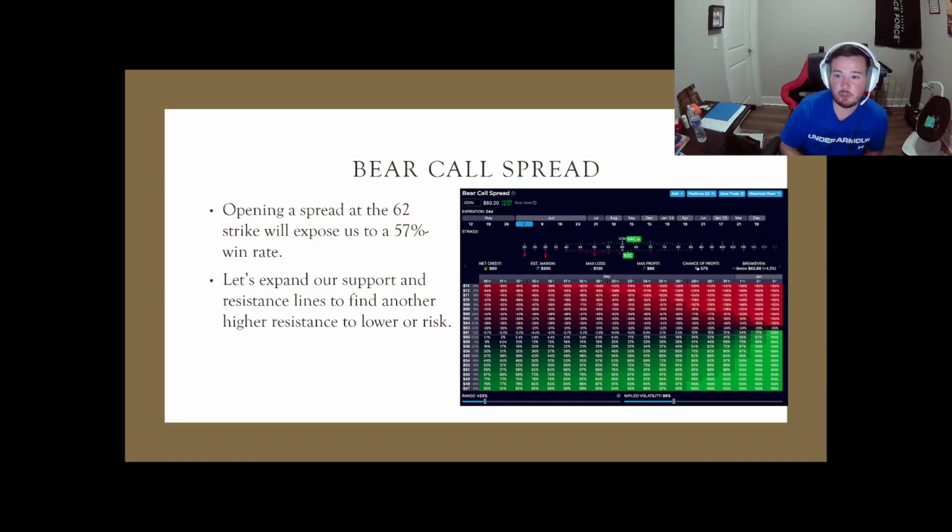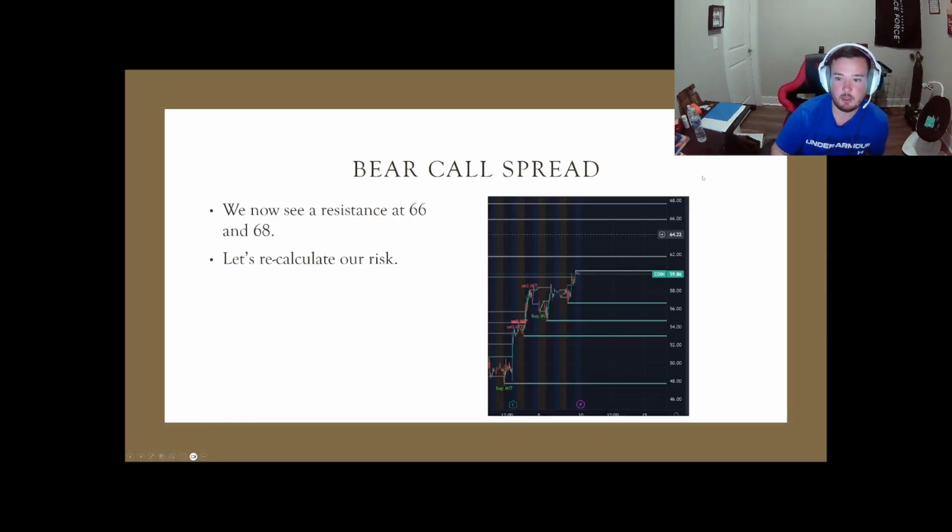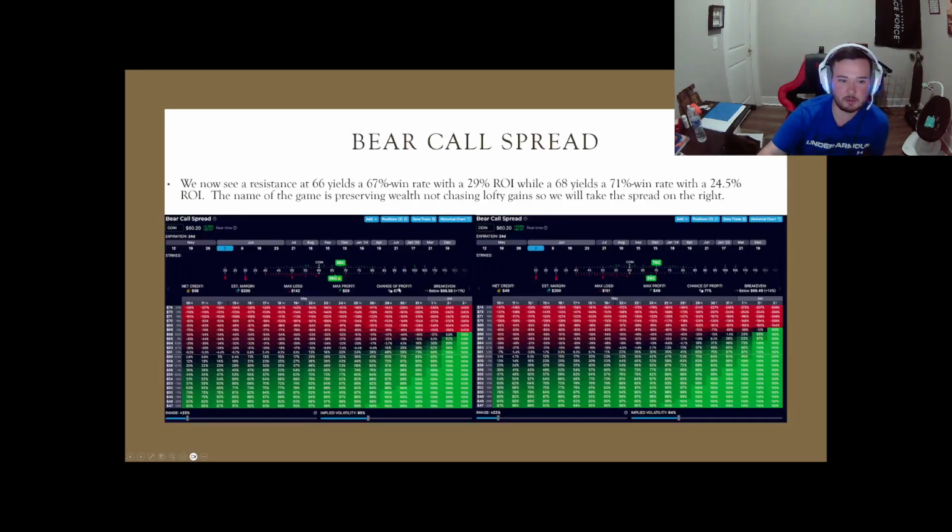Now, we take a look at this on the option strat. Opening a spread at the 62 strike will expose us to a 57% chance of profit. That's no good. Let's expand our support and resistance lines to find another higher resistance to lower our risk. So even at the 62 strike, we are still at too high of a risk here. If we open up our indicator to show more support and resistance lines, we actually see a very clear resistance here at 66 and then another one at 68. Let's recalculate based on those.